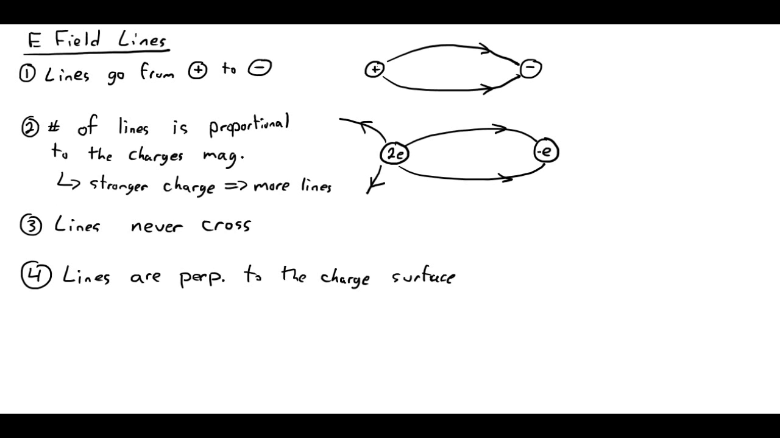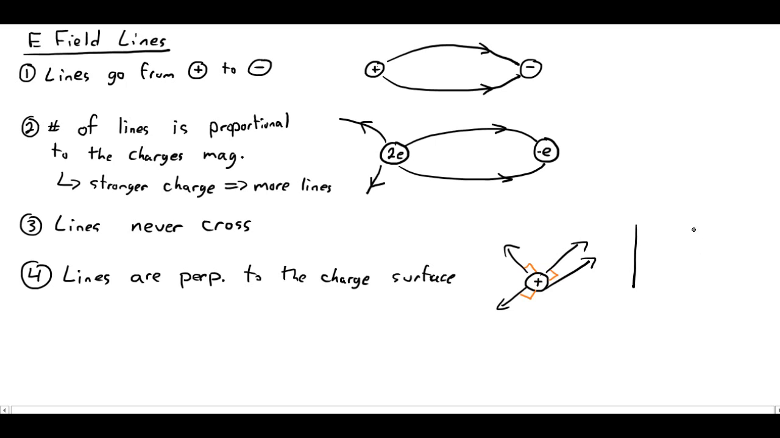So our last rule is that lines will always be perpendicular to the charge's surface. So in other words, when we have our charge, our field lines have to be perpendicular to the surface like such. So this is a positive charge, and we can see that all of our lines should be perpendicular to that surface. We'll never ever have field lines that go off at a strange angle like that, because they're not perpendicular to the surface.